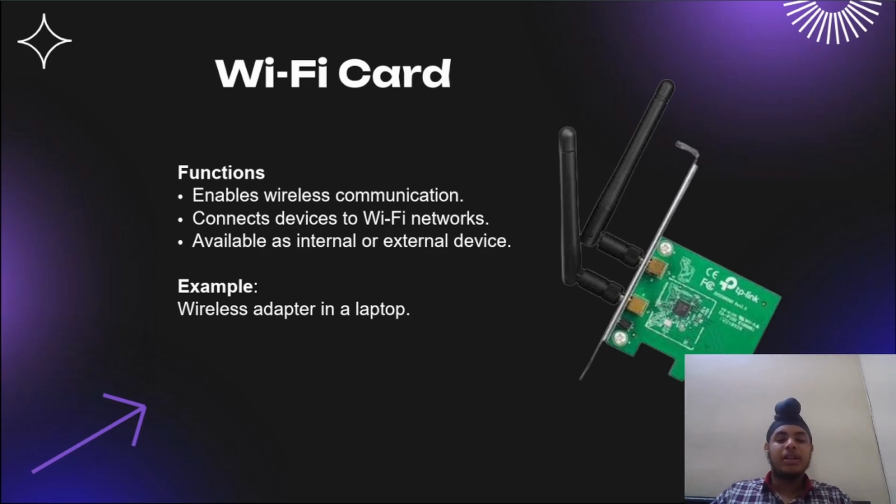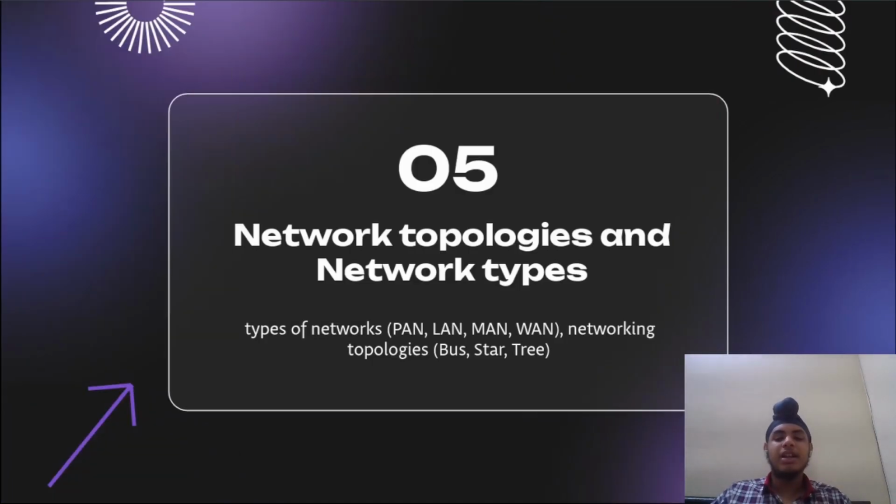Now we have ended this section 4. Now let's move on to section 5, network topologies and network types. Now we understand the hardware, so now let's understand how we group different types of networks with respect to the physical size and the blueprints we use to bind them together.